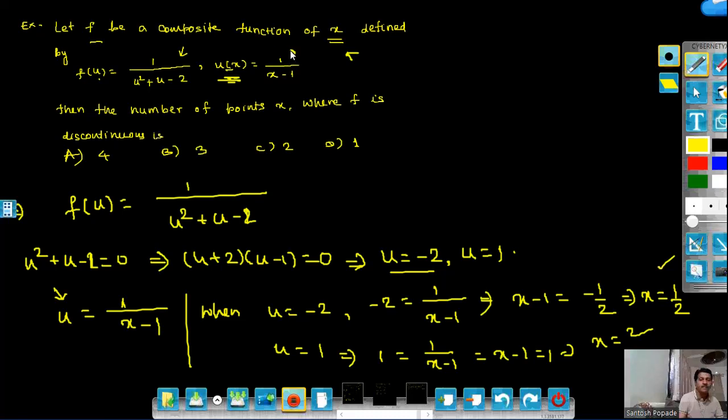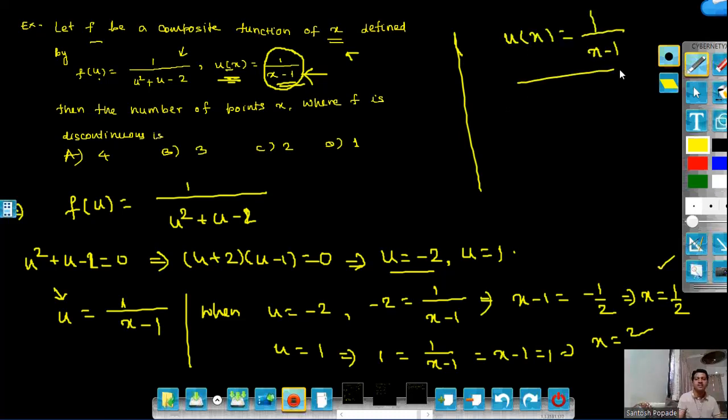Now let us see. When u equals to 1 and you put it in the formula for u, you will get x minus 1 is equals to 1 and it will give me x equals to 2. That is another value of x at which the function is discontinuous. One more value is there, because u of x is also a ratio, and its denominator becomes 0 at x equals to 1. The denominator of u of x, which is x minus 1, becomes 0 at x equals to 1. That means x equal to 1 is another point of discontinuity.